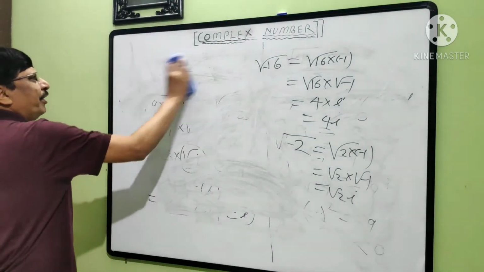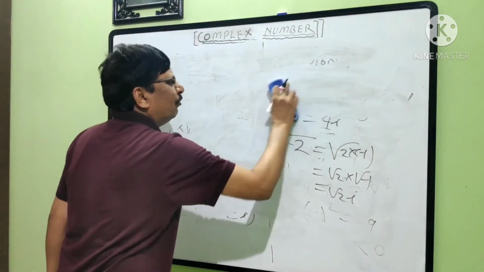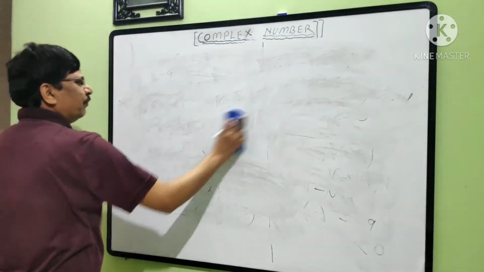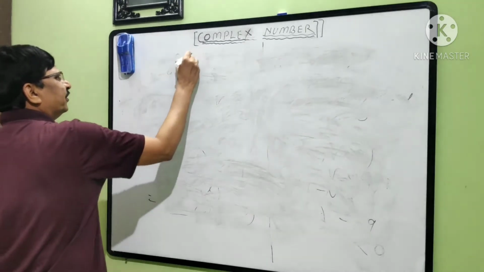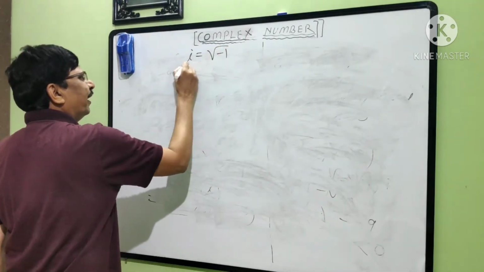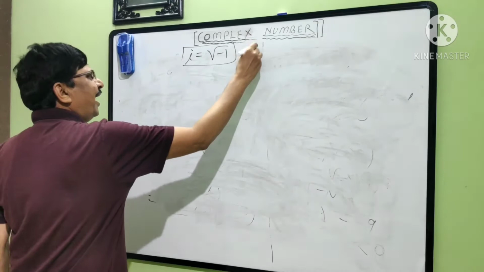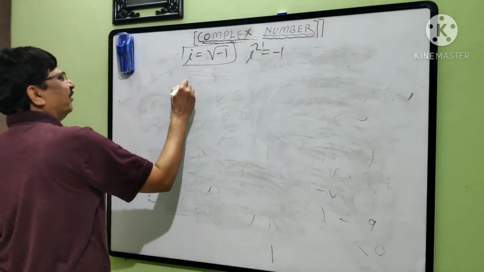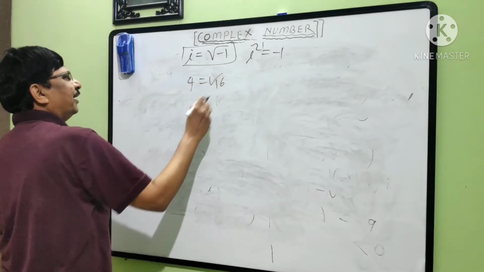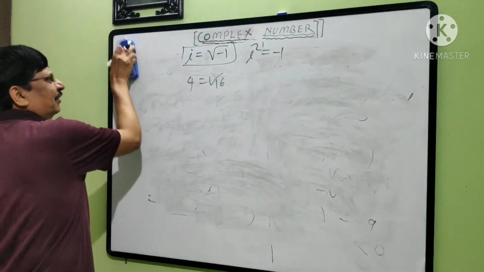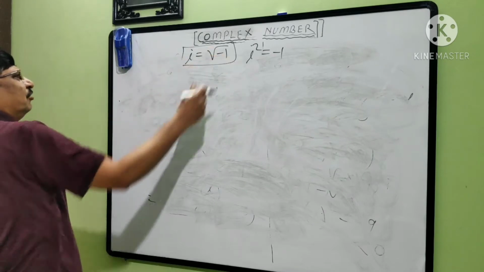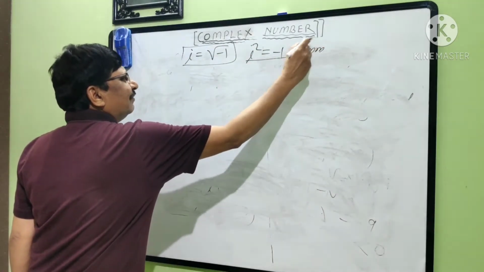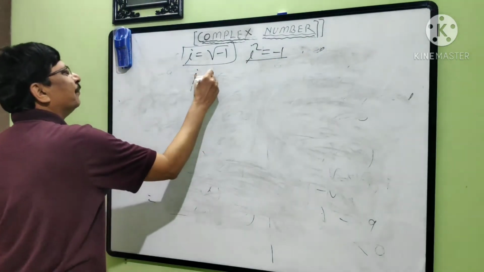Now I am going to define a complex number. Now i is very important. The notation i is for the root of -1. That means i square is -1. The root of -1 is i, just as 4 is the root of 16, which means 4 square is 16. Like that, i is the root of -1, which means i square is -1. That is called imaginary: i is imaginary.